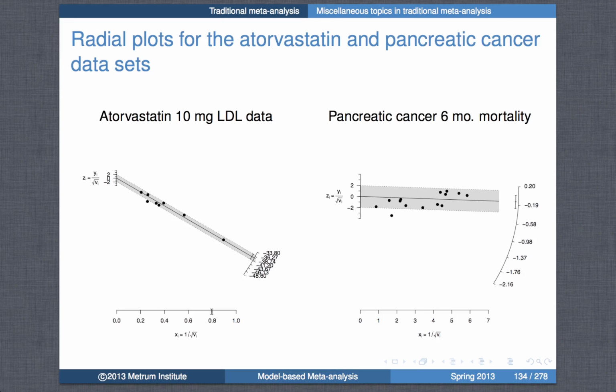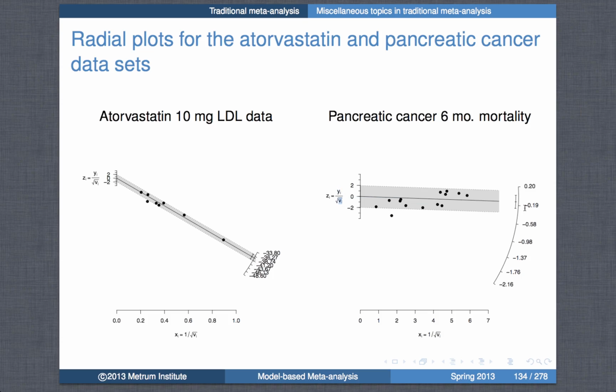In some sense, this is useful for assessing consistency of effect across studies. So here are some examples of radial plots. Again, we can get these out of the metafor package using the radial function applied to a fitted object. In this case, the default scale for the x-axis is 1 over the variance of the outcome. That's our measure of precision, and what's plotted on the vertical axis is the standardized effect, so that's yi divided by the standard error.